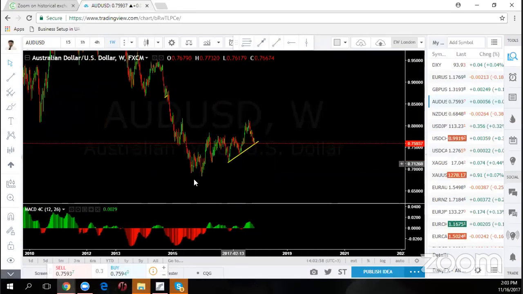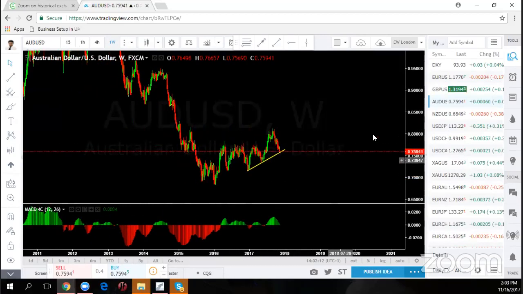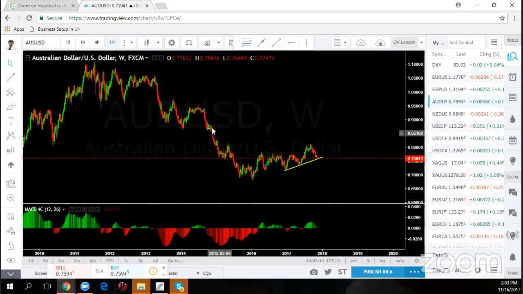So the question is, is this correction to the upside over? There's a good chance that it might be over and we're actually heading down for that move to the downside. We don't know that for sure, but that's a very good chance. So we will go and look into this piece here. But before we go and look into that piece, as usual, I like to show you some of the charts that I've shown in the past.